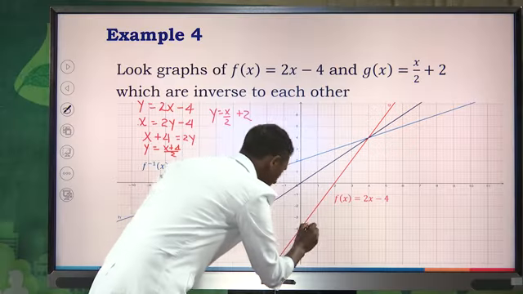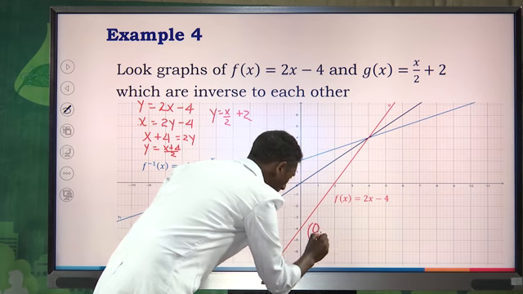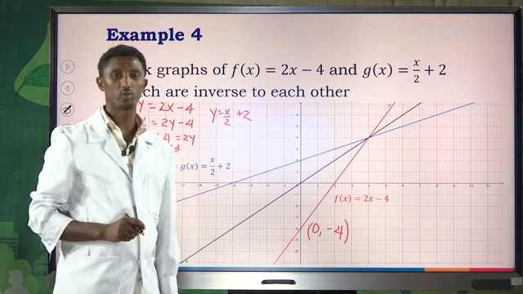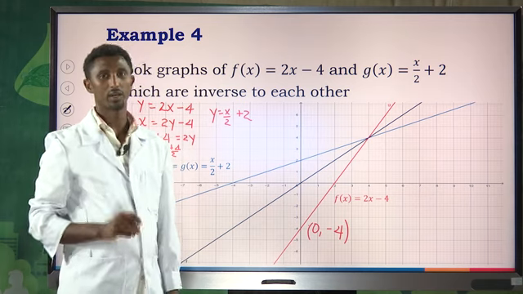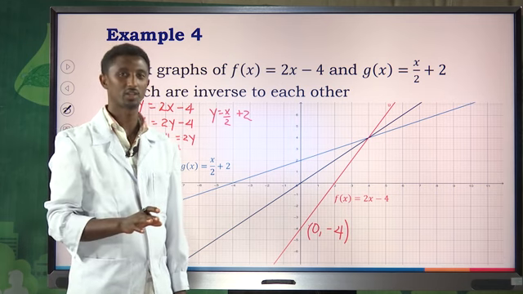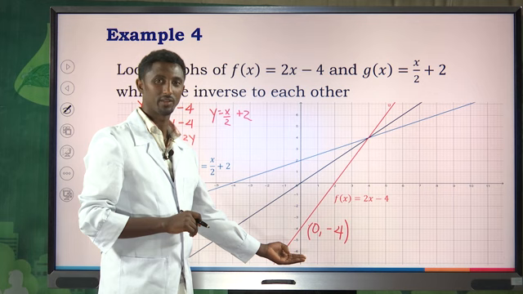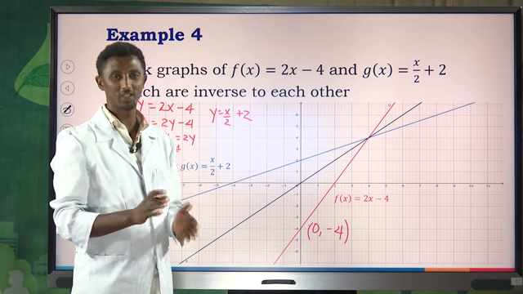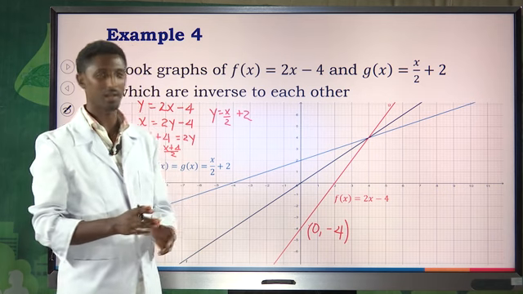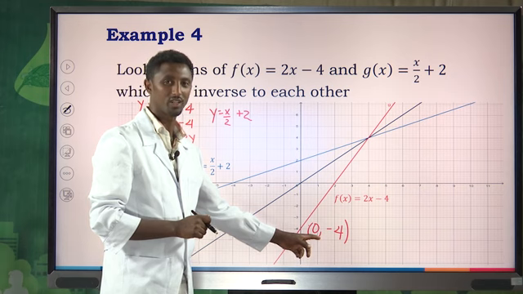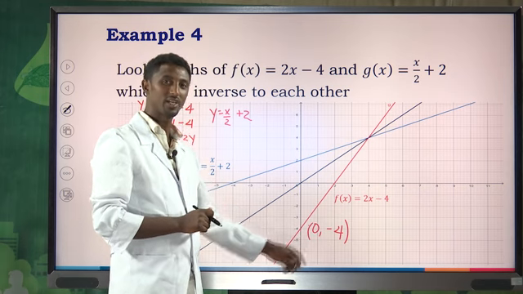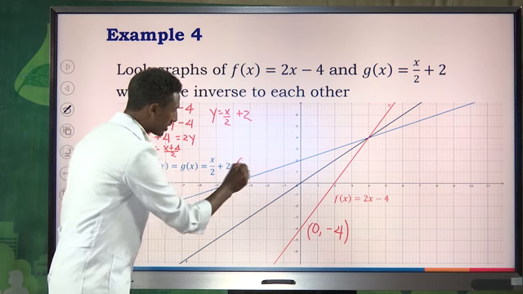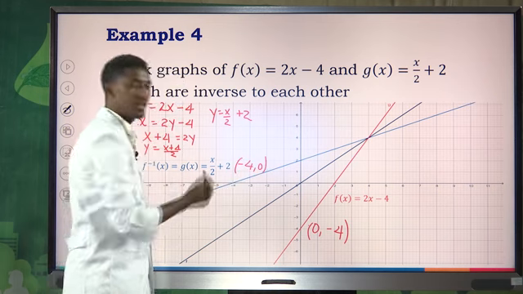Now we have this point. Look at this point. This is the point 0, minus 4. It is a point on the function f of x. What is the inverse of this point? The inverse of a given function is obtained by interchanging x and y. So if we interchange these coordinates, what will be the coordinates? That's minus 4, 0. Look, where is minus 4, 0? It is on the graph of its inverse.